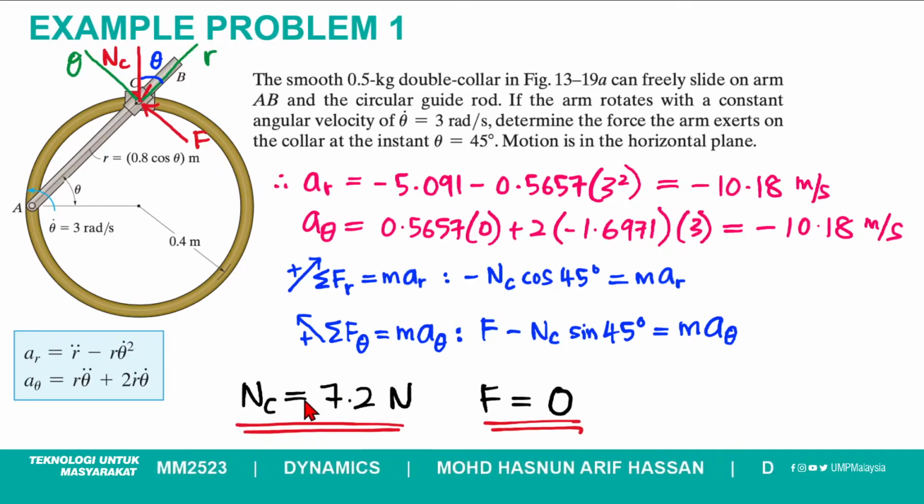And then, when we have 7.2 Newton normal force, we will substitute it in this equation to get the force actually equals to 0. There is no force acting on this. At this moment, the force acting on the collar C is 0. Okay.